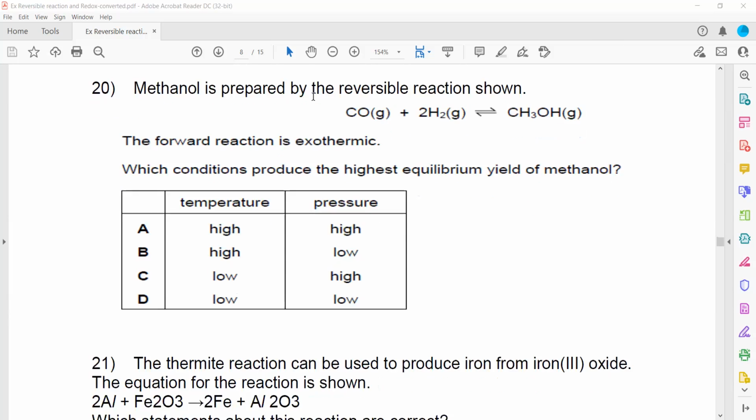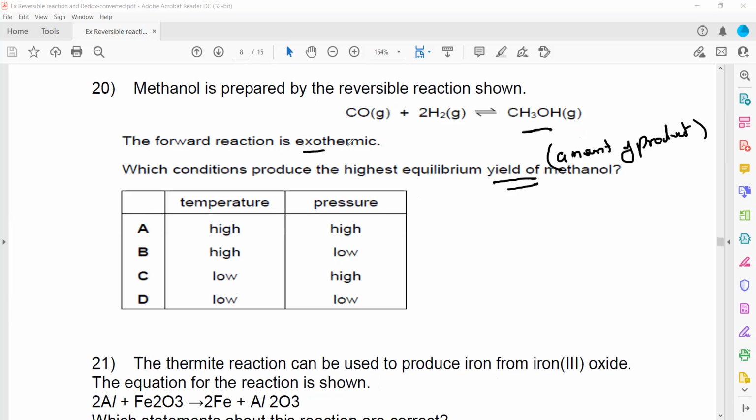Then question 20, methanol is prepared by a reversible reaction. Reversible reaction means the reactant can form a product, and the product can decompose and form back the reactant. Which condition produces the highest yield of methanol? Whenever you are talking about yield, it refers to the amount of the product. So this is a term used for the amount of the product, so which is giving the highest yield or greater amount of product.